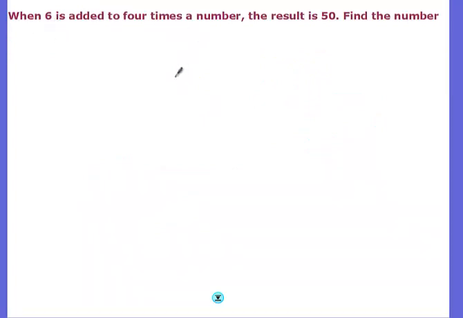When 6 is added to 4 times a number, the result is 50. We did this last section in the last portion of the year. But all we did was you give me this, and we didn't solve it. You just wrote down the equation. But now we're actually going to solve it.